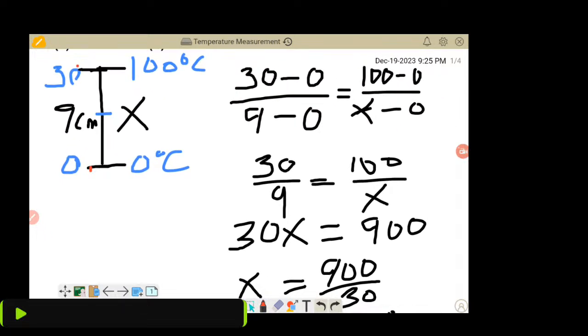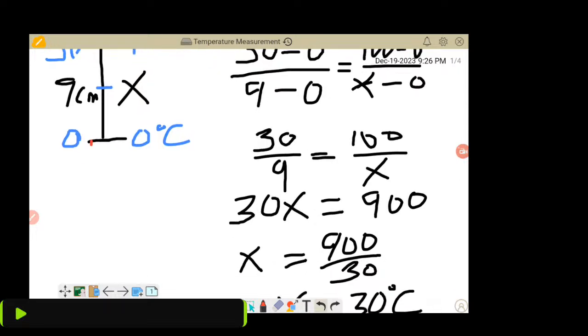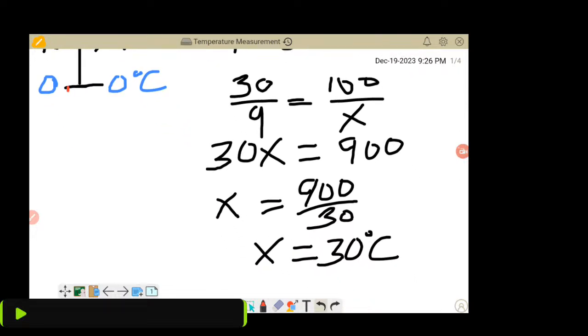So that is what just happened. That is, when the mercury thread is reading 9 centimeter, the corresponding temperature will be 30 degrees Celsius.